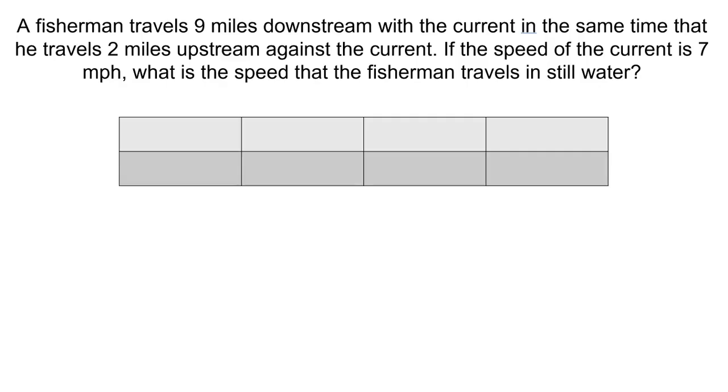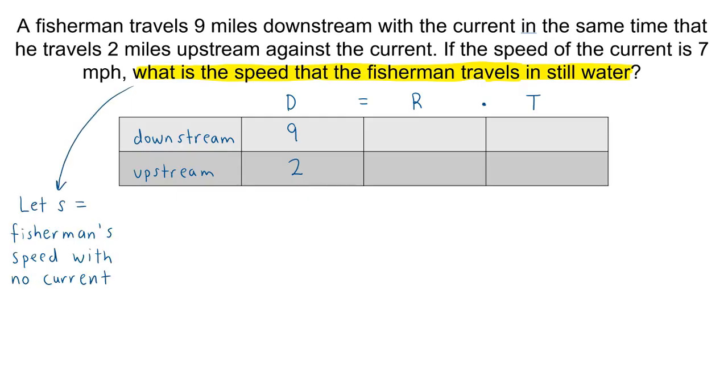So this is a distance, rate, time problem. And we'll start it just like we did our previous example. Notice in this example that our two different scenarios are a fisherman traveling downstream and then upstream. Now notice pretty quickly that the problem tells us that the fisherman travels 9 miles downstream and he travels 2 miles upstream. And we're looking for the speed that the fisherman travels in still water. That means with no help from the current. So that's what we'll define our variable to be. We'll let S be the fisherman's speed with no current. Or another way to say that is his speed in still water.